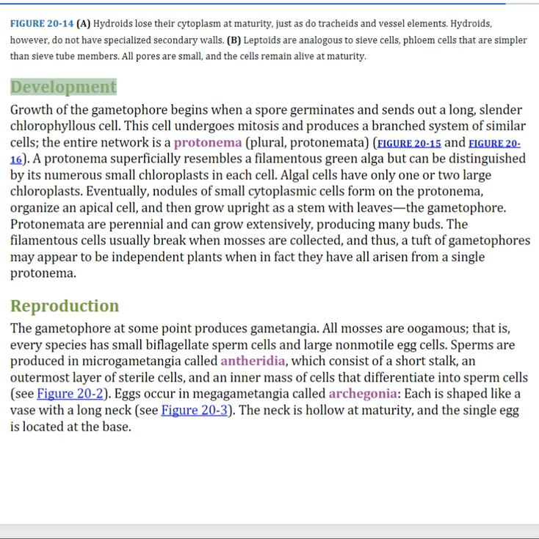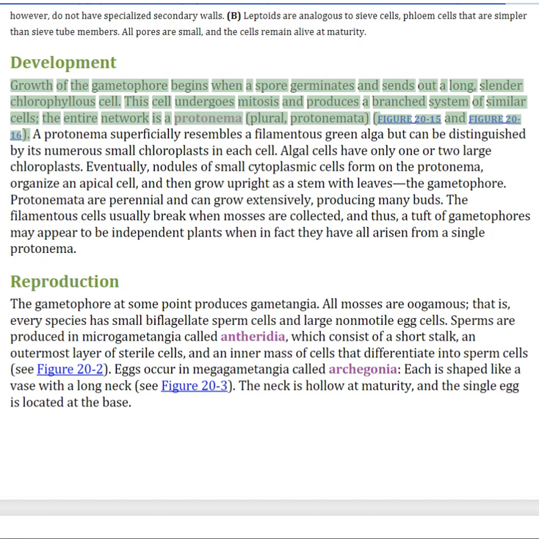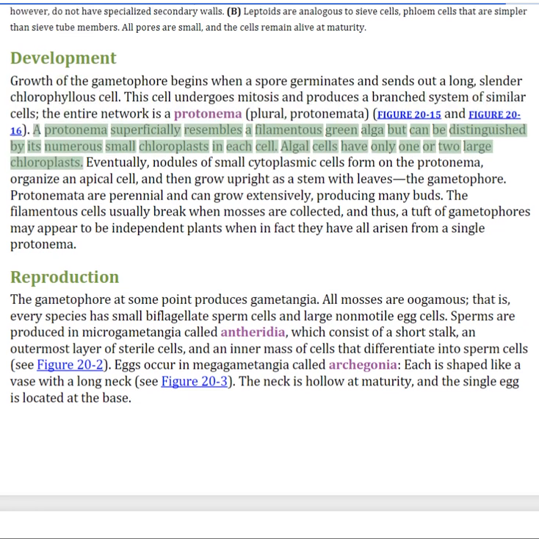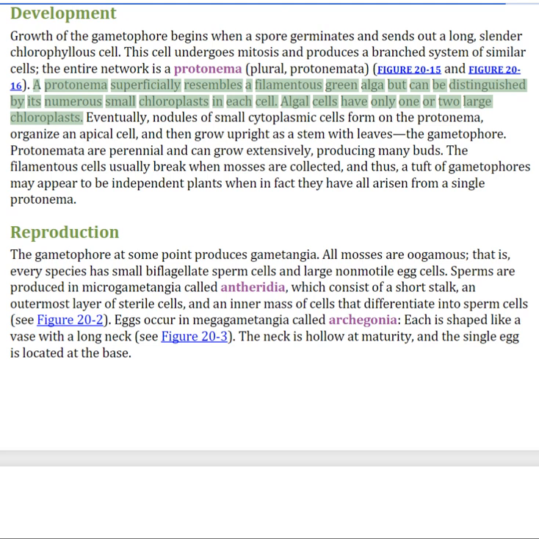Development. Growth of the gametophore begins when a spore germinates and sends out a long, slender chlorophyllous cell. This cell undergoes mitosis and produces a branched system of similar cells. The entire network is a protonema. A protonema superficially resembles a filamentous green alga but can be distinguished by its numerous small chloroplasts in each cell. Algal cells have only one or two large chloroplasts.